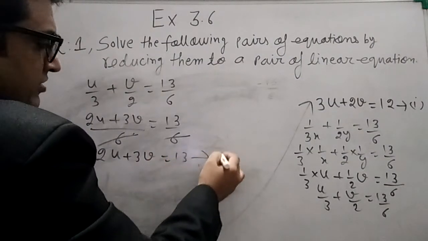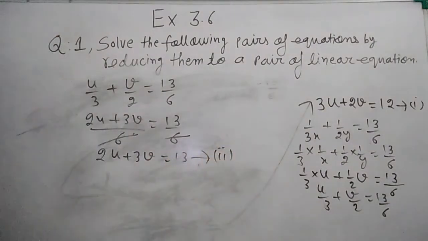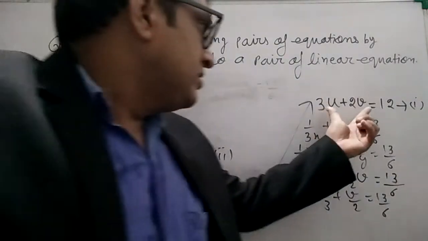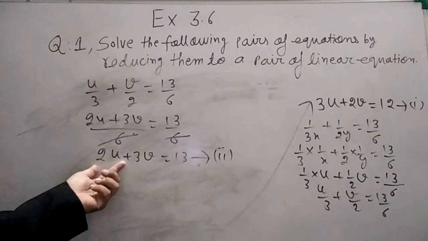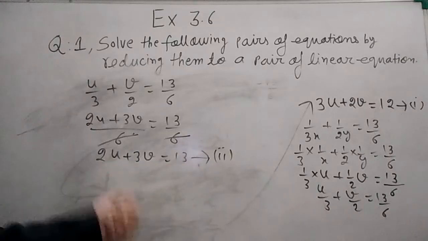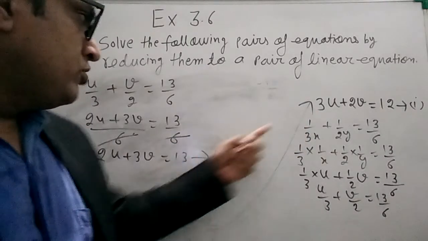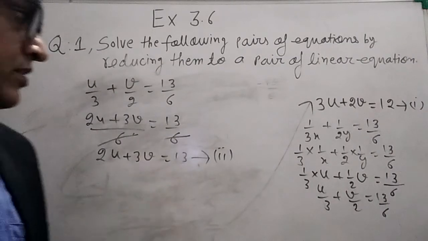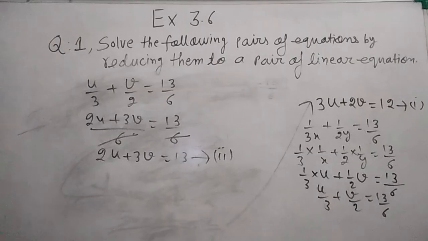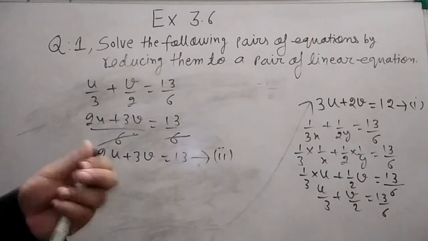Now dear student, we will consider the second equation. The first equation was 3u plus 2v equal to 12, and the second equation is 2u plus 3v equal to 13. Now we will solve these two equations by any method, substitution method or elimination method, and we will get the values of u and v. Dear student, now I am going to solve these two equations.